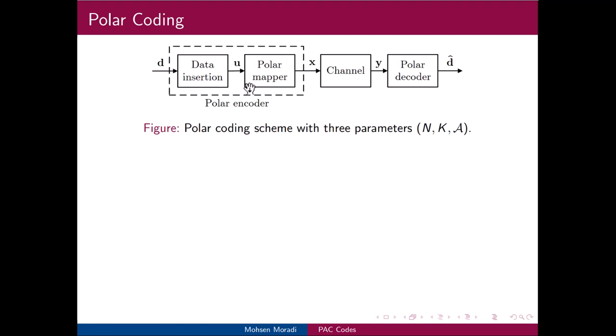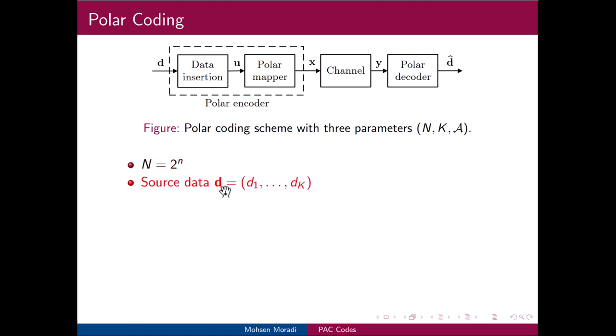After that, using a polar mapper, or we call it polar transform, we map U into the channel input vector X. This transformation is one-to-one. It means that from any vector U, we can obtain X and vice versa. The channel output is Y, and using a polar decoder, we can obtain an estimate of the data vector D. The code word length N is a power of 2.